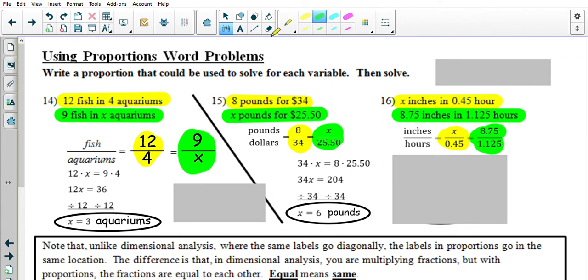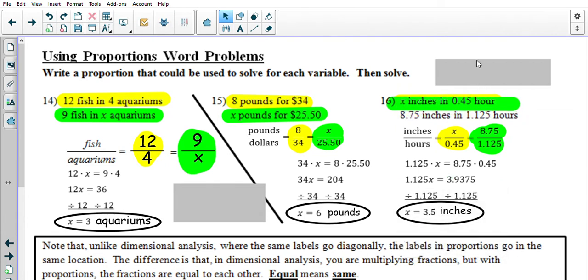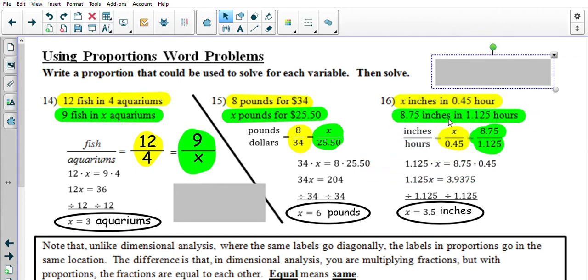Let's cross multiply. No need to round at all as you're working through this. So we have 1.125x equals 8.75 times 0.45, which is 3.9375. Divide both sides by 1.125 to get a solution of 3.5 inches. Again, make sure you have the appropriate label. I know it's inches since X is what I'm trying to find, and it's on the top where we have our inches.